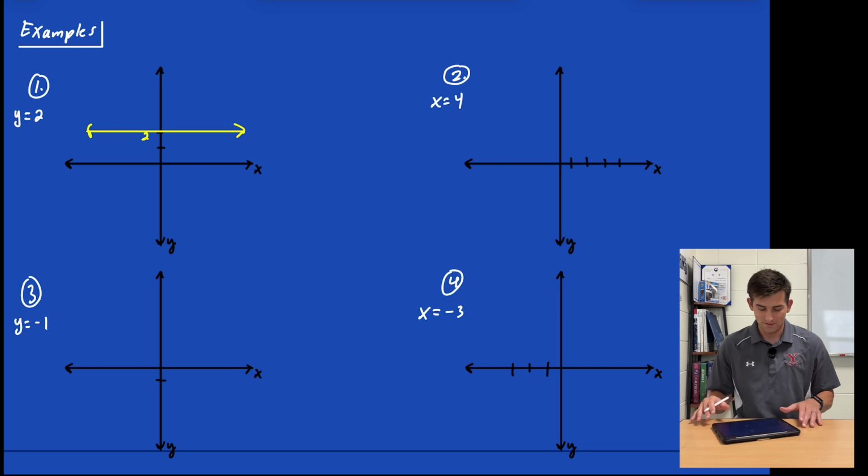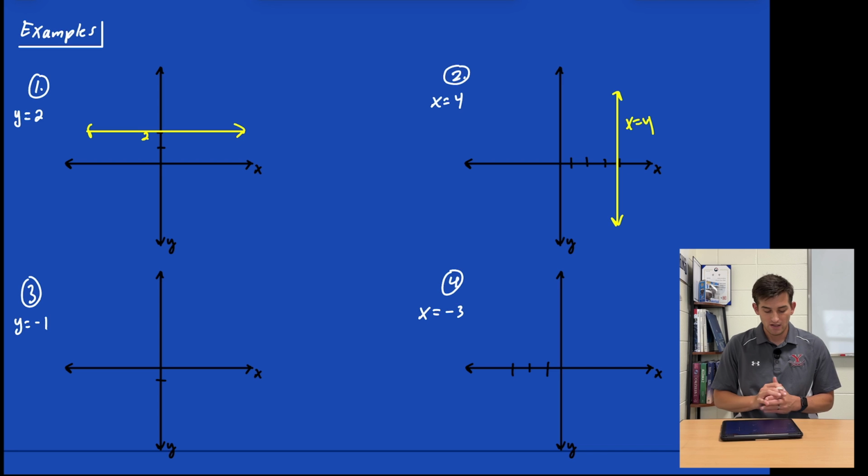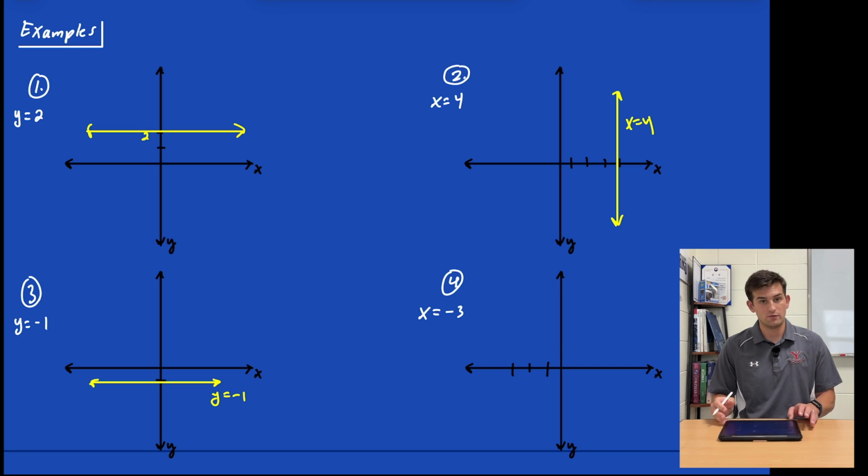That's it, okay? Now for number 2, it says x equals 4. So x equals, VUX, vertical line through 4. That would be right here, a vertical line through 4, and that would be my line x equals 4. Simple enough. Number 3 is y equals -1. So y equals, horizontal line through -1. That's going to be down here at the bottom, and that would be my line y equals -1.